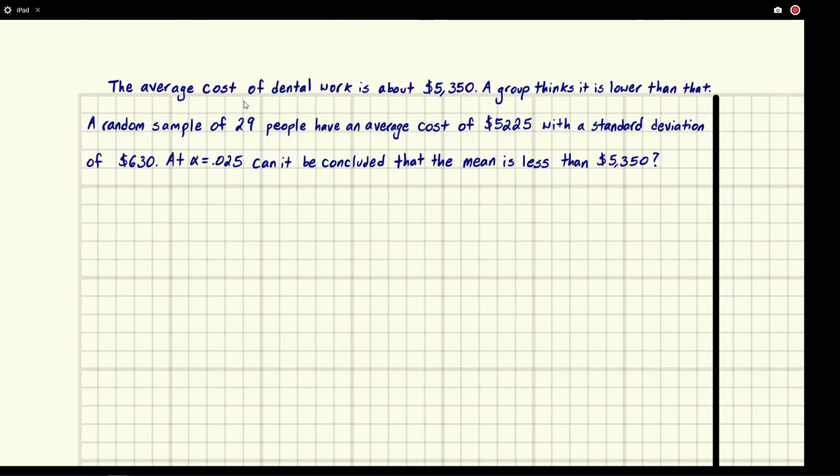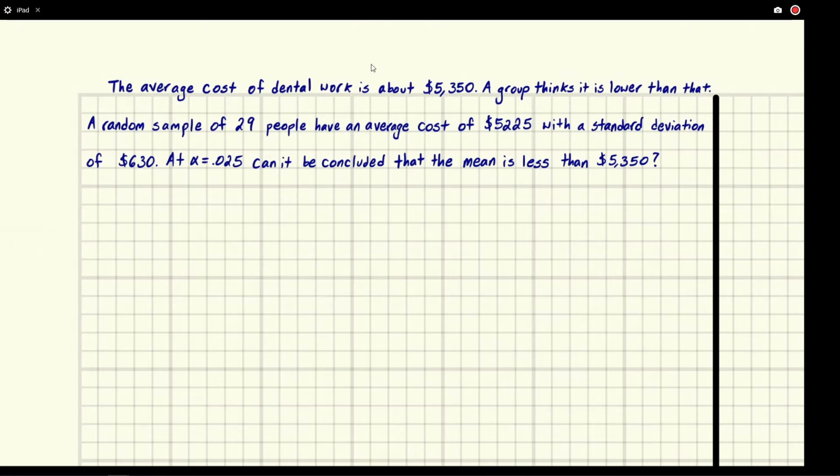So we need to figure out first what kind of test we're doing. We're going to be doing a t-test. The way you know that is that it says right here, with a standard deviation of 630, this standard deviation came from this sample of 29 people. It's a sample standard deviation. Because it's a sample standard deviation, we are going to be using a t-test.